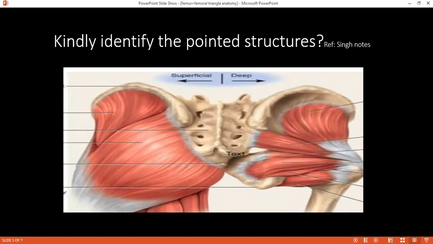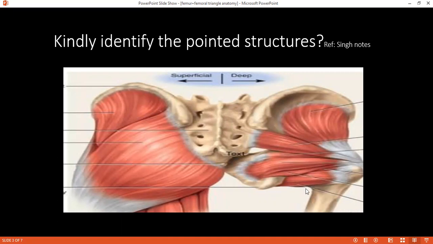Gluteus maximus muscle originates from the outer posterior side of the ilium, the sacrum, and the sacrotuberous ligament, and is inserted into the gluteal tuberosity of the femur and into the iliotibial tract. Okay. What is the nerve supply of gluteus maximus muscle? Inferior gluteal nerve. Okay, good.